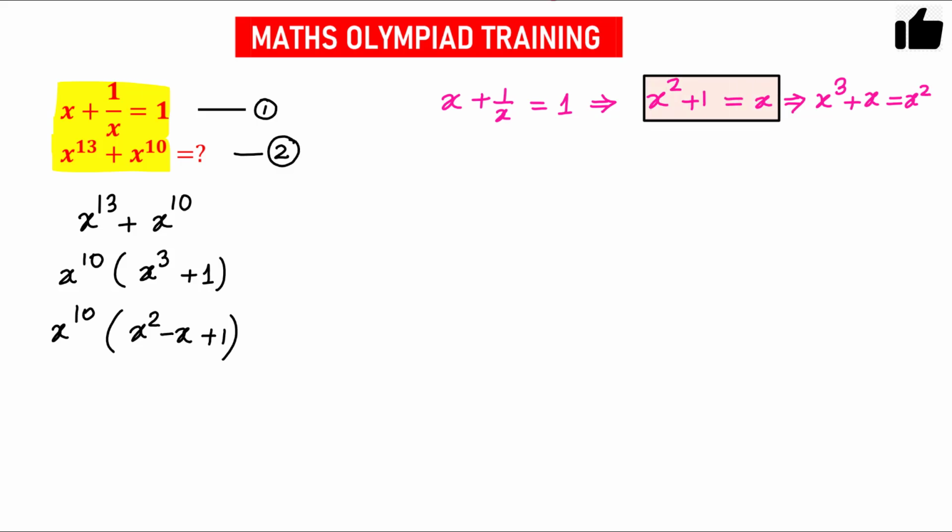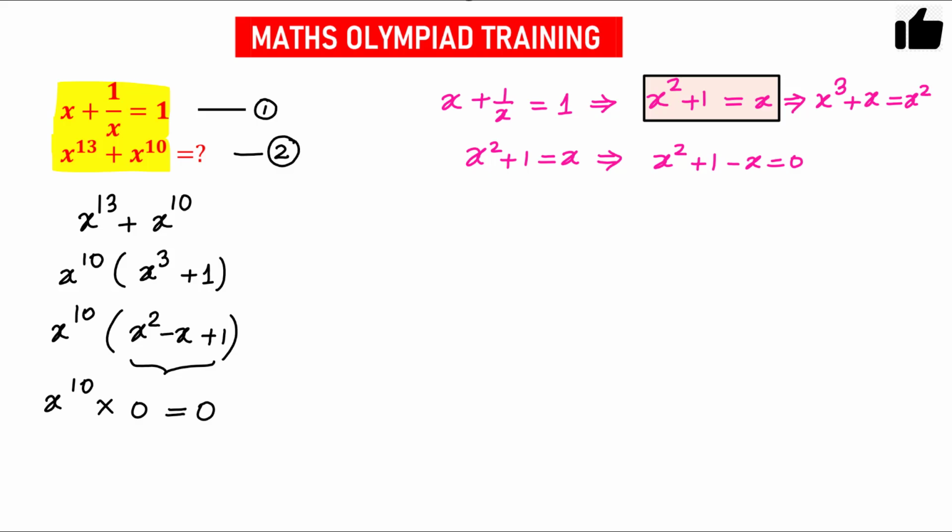So we have here x square plus 1 equals x. This means x square plus 1 minus x equals 0. So let us plug this value. This is x square plus 1 minus x, and this is x raised to the power 10 times 0. So the value of this expression is 0. So this is one method.